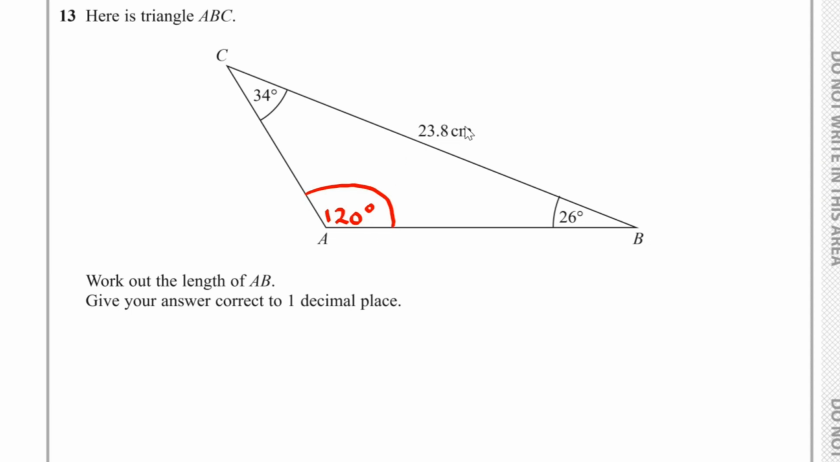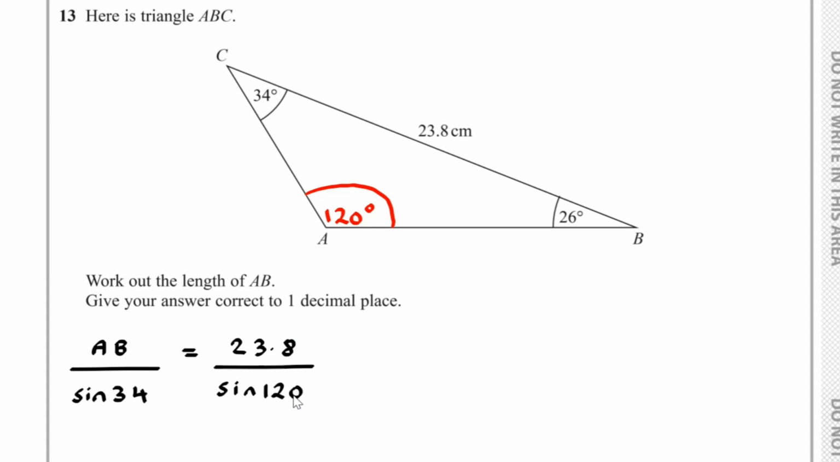Now we've got a side, an angle opposite it. We are finding AB and we've been given the angle opposite it, and so we would have to use the sine rule. And if we were to use the sine rule, we have AB divided by the sine of 34, which is equal to 23.8 divided by the sine of 120.